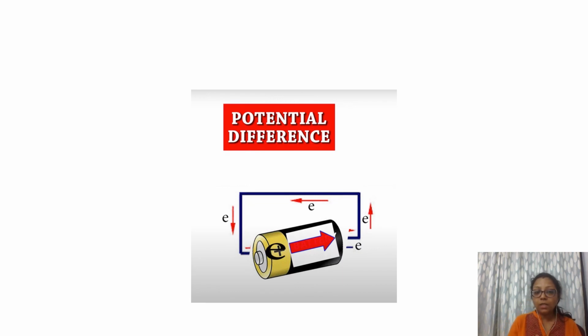So, in today's class, we understood how to create a potential difference and what happens when we create a potential difference. When we create a potential difference across a cell, the electrons start flowing and this results in the current.